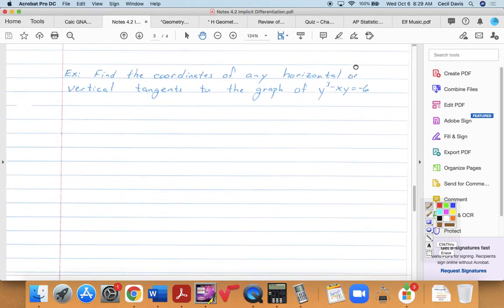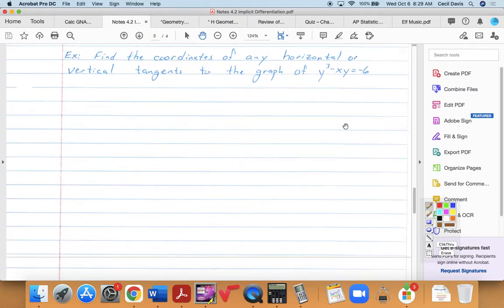Moving right along. Find the coordinates of any horizontal or vertical tangents. Set the derivative of the function equal to 0 to find horizontal. What did you do to do vertical? Said the second derivative is 0.